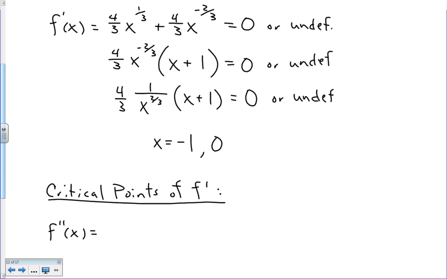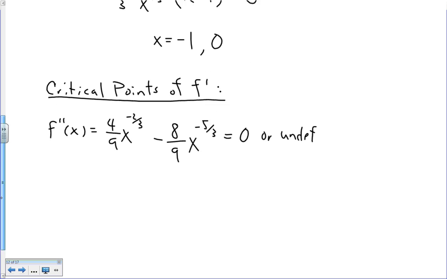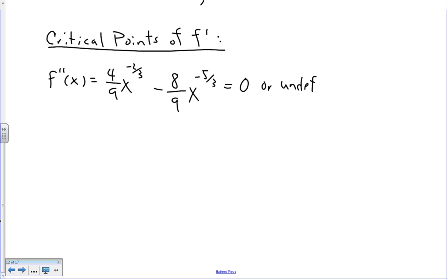So if I take the derivative of that very top line there, I'm going to get 4/3 times 1/3 is 4/9 x to the -2/3 plus, actually it's going to be minus here, so I'll go ahead and do that. I'll change that subtraction. It's going to be a minus -2/3 times 4/3, which is a -8/9 x to the -5/3. And that's equal to 0 or undefined. We need to find out where the derivative of f prime, that is f double prime, is equal to 0 or undefined. And now let's do some factoring like we did before.